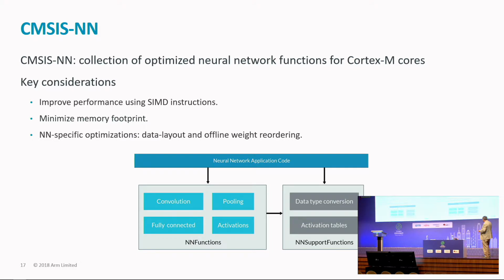CMSIS-NN provides you with a set of optimized routines for some of the common operations that are done by inference engines. That includes SIMD operations. It provides tools for minimizing the memory footprint. It also provides a series of data formats that you can use to relay out your network in a data layout that makes it much easier for the microcontroller to execute on.